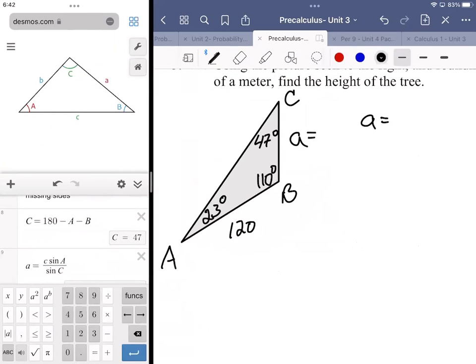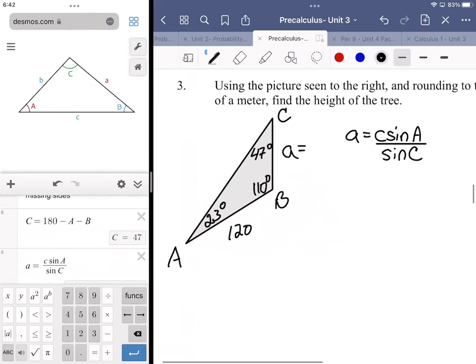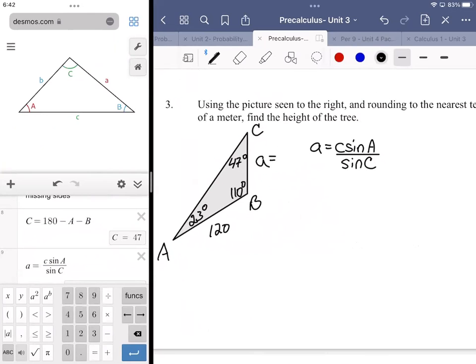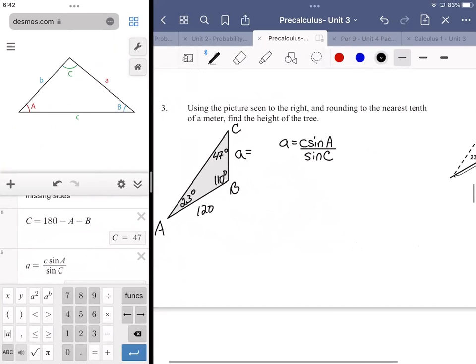So A is equal to C sine A over sine C. And you know what? I know I did this before, but this is when I forgot to unpause the recording. Let me just show you again really quickly how we would come up with this formula. So we have the sine of A over A, the sine of B over B, and the sine of C over C. All right, the law of sines.